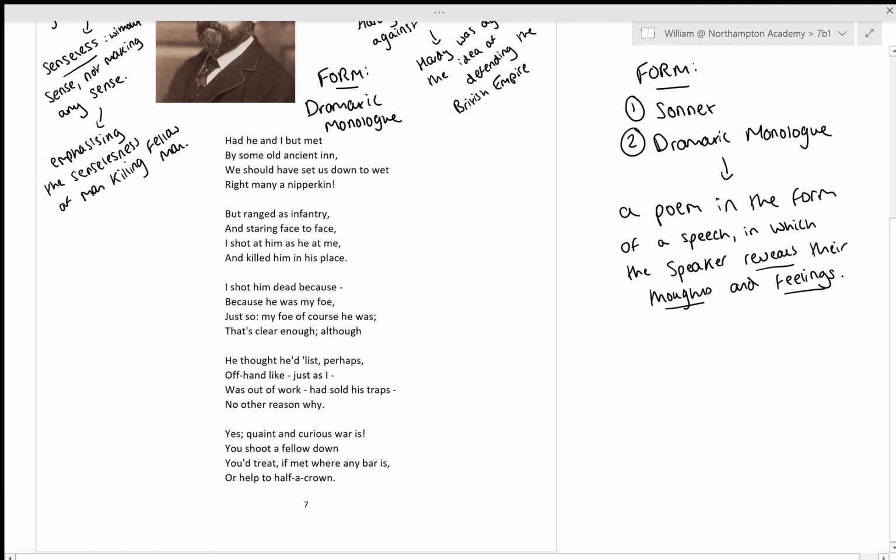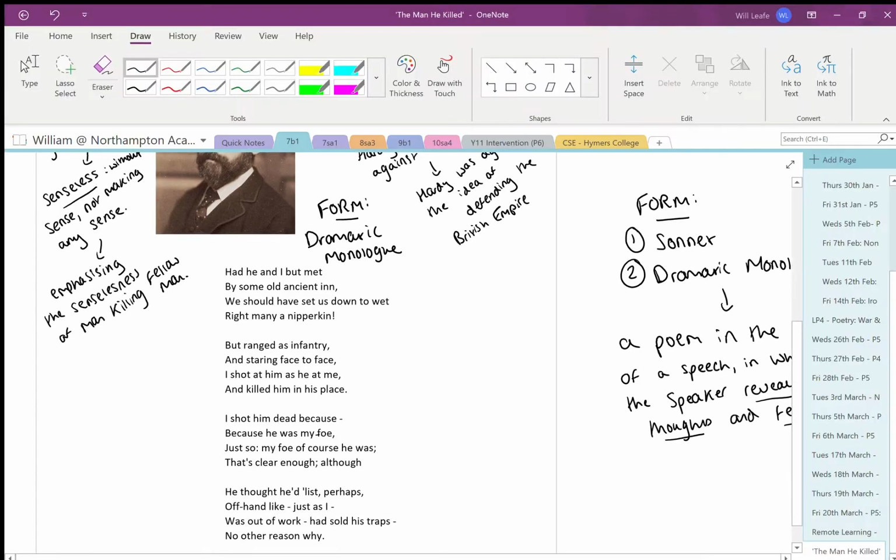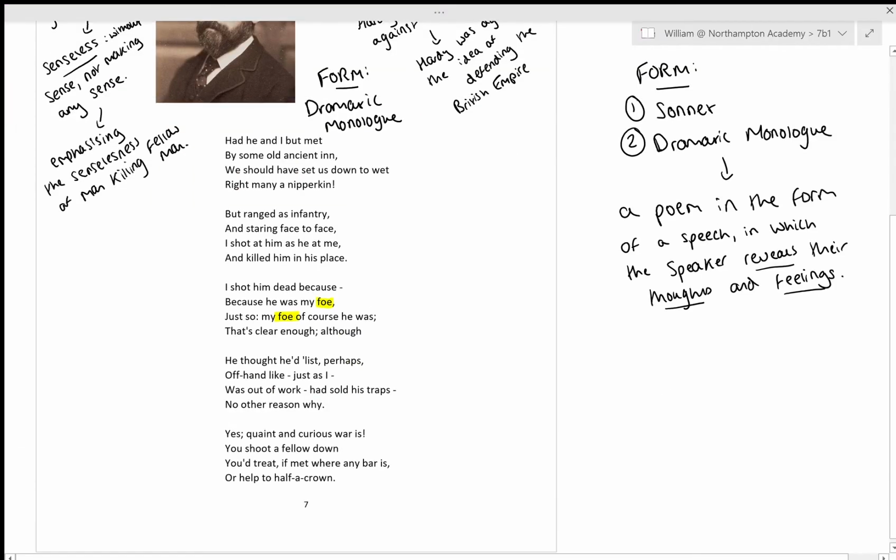So the speaker says, "I shot him dead because he was my foe. Just so, my foe, of course he was." So first of all, you'll notice here that we have some repetition. So we have a language feature here, a repetition of the word foe. Remember, the first thing you need to do is name the technique. We're going to name it as repetition.